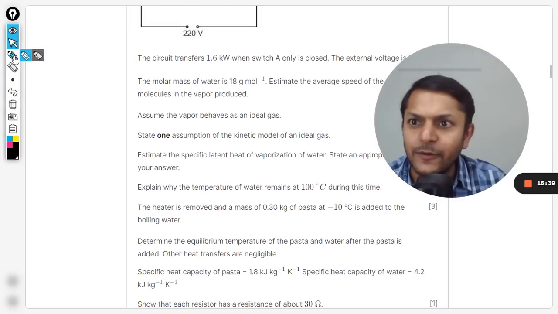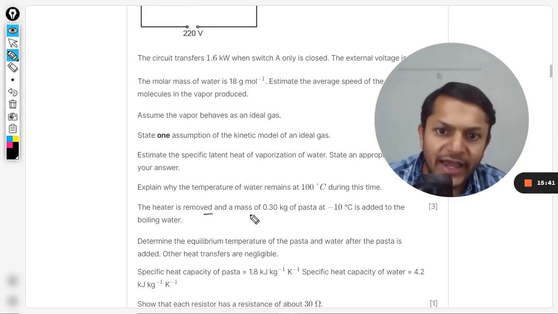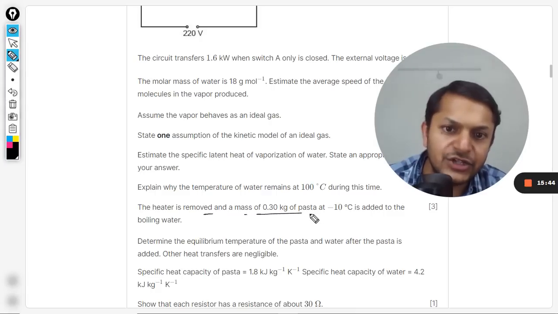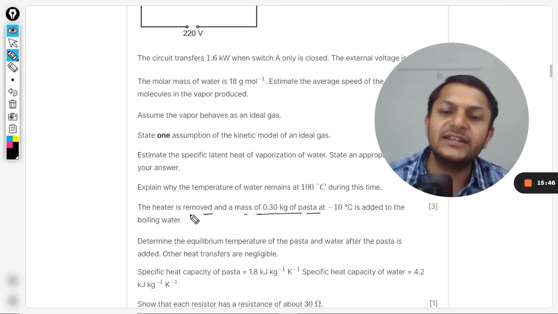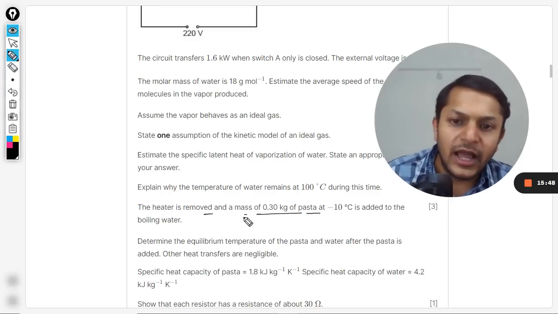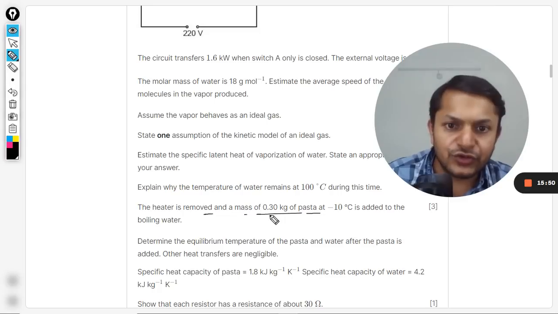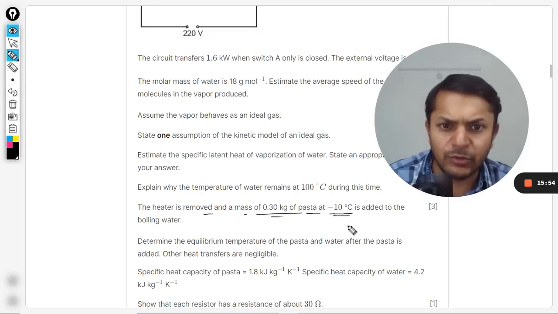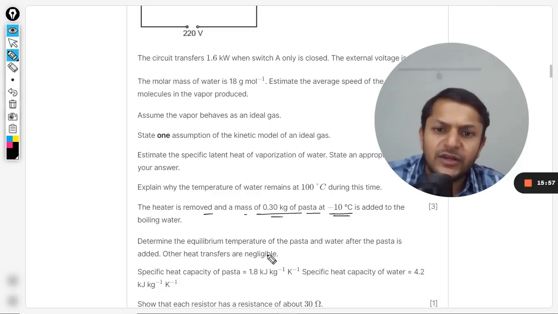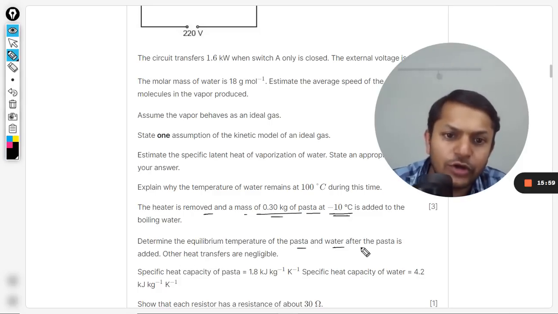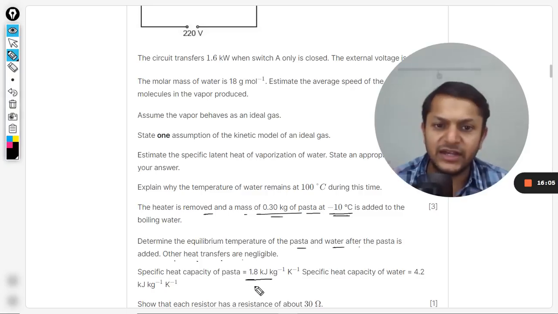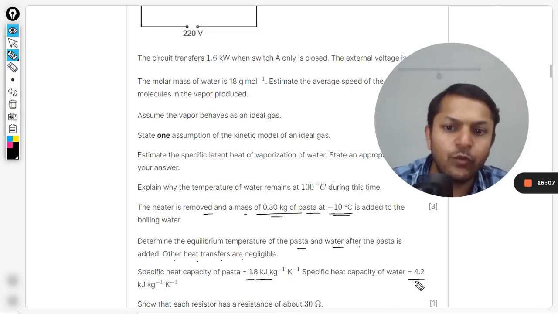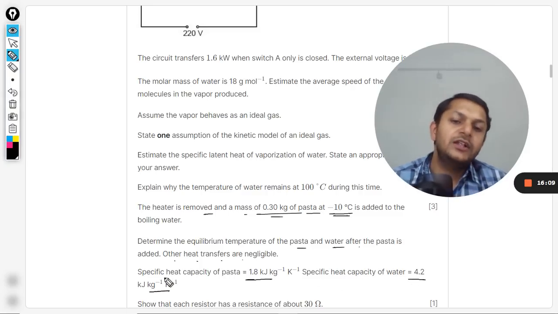Yeah, it is here now. So the heater is removed and a mass of 0.3 kg of pasta at negative 10 degrees centigrade is added to the boiling water. Determine the equilibrium temperature of the pasta and water after the pasta is added. Other heat transfers are negligible. The specific heat of the pasta is given. The specific heat capacity of the water is also given.